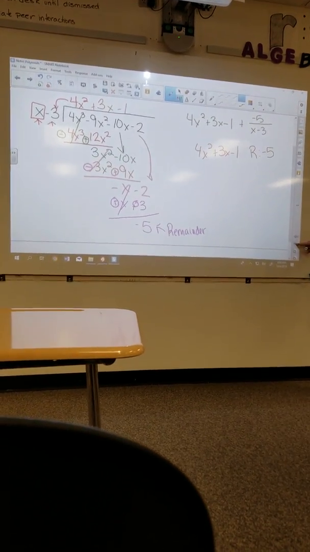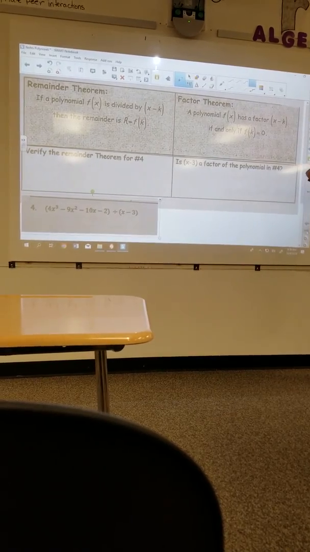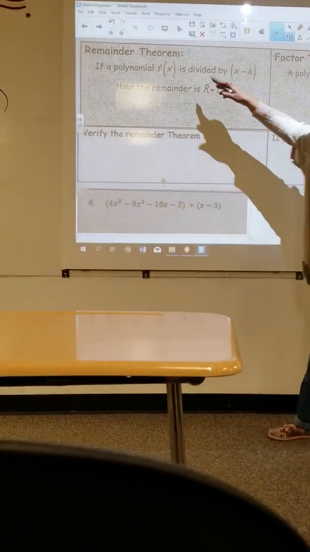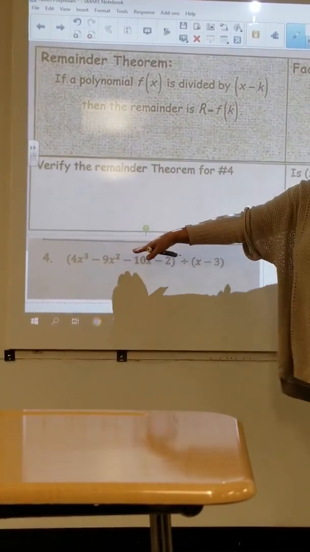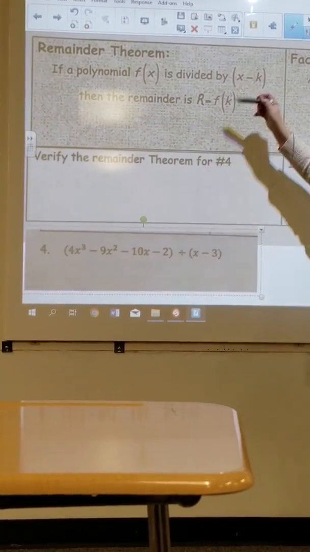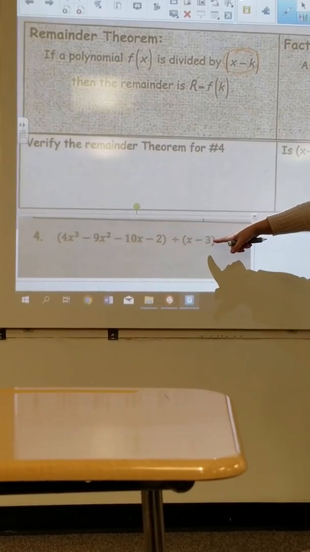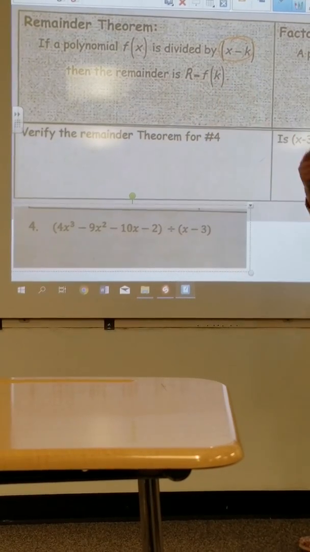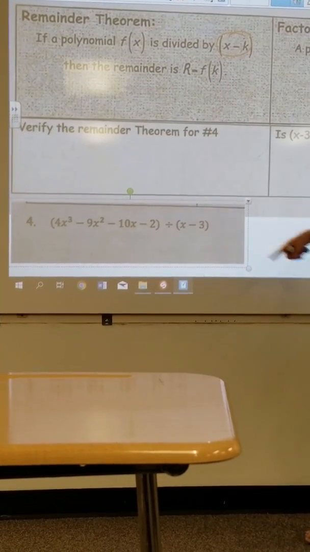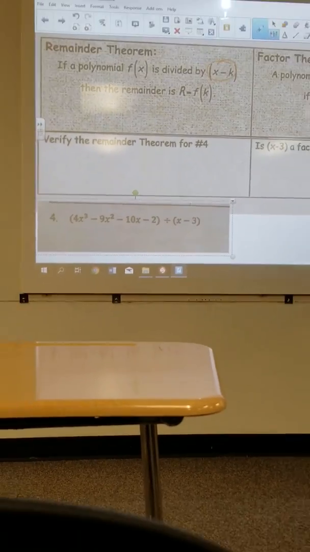So if you look at the bottom, your remainder theorem says if you have a function, just like we did with our 4x to the third polynomial, and it's divided by an x minus 3, then the remainder is the same as if you plugged in the 3. Okay? So here's how you do that.